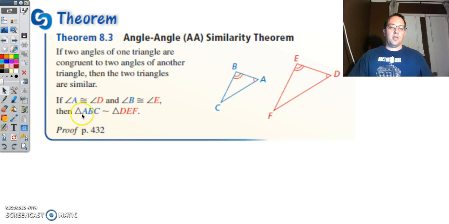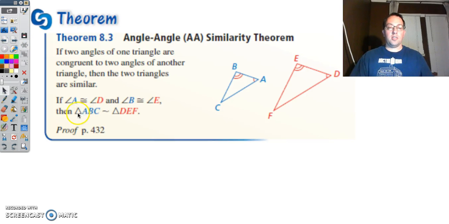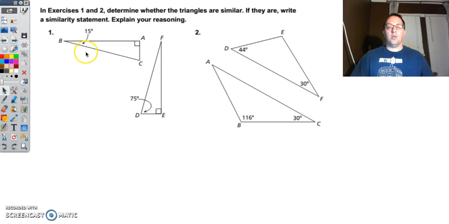And so we can say triangle ABC is similar to triangle DEF because we've got two sets of congruent angles. So let's take a look at this. What we want to do is determine, are these two triangles similar or not? If they are, we need to write a similarity statement, and we need to explain our reasoning either way. Okay? The similarity statement, again, is just this right here. We say one triangle is similar to another triangle.